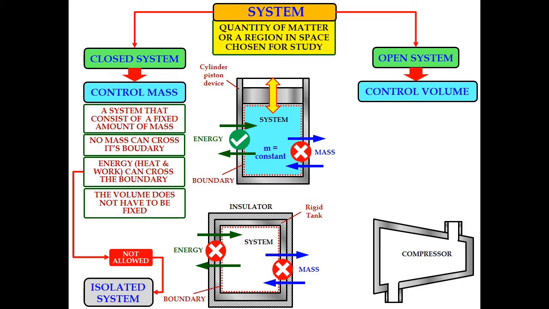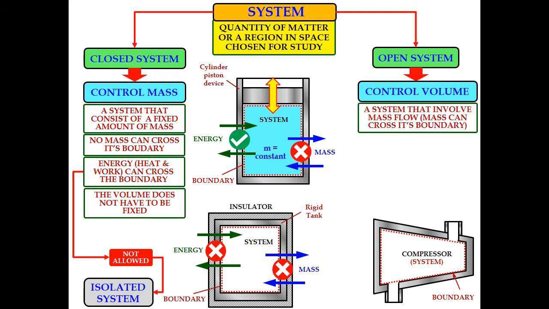Okay, so the schematic diagram shows an example of an open system, where we have an inlet point and also an outlet point. The schematic represents the diagram for a compressor. We select the boundary to choose our system for study. The open system is a system that involves mass flow, where mass can cross its boundary.